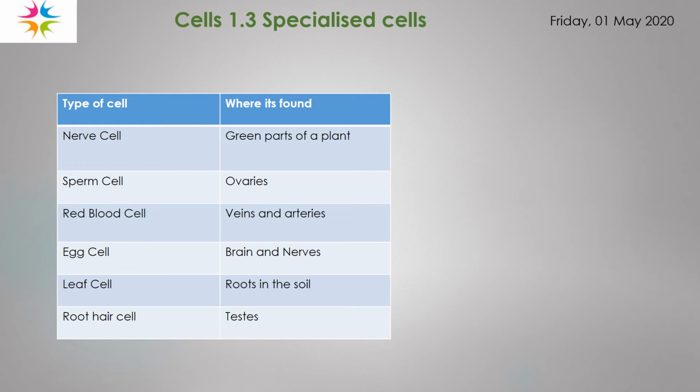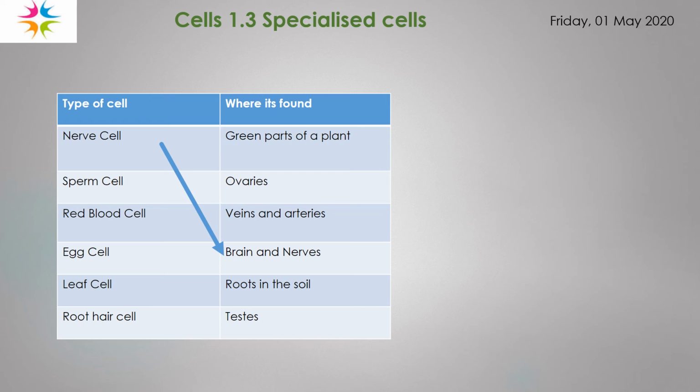Here's a little test for you, and I suggest you do it like this. You can do it either on the video if you keep pausing it, or you can do it on the PowerPoint and then you have more time to think. Okay, let's see if we remember what a nerve cell is. I'm going to guess it's in veins and arteries. Let's see. Okay, I got that one wrong. It's actually in roots in brain and nerves.